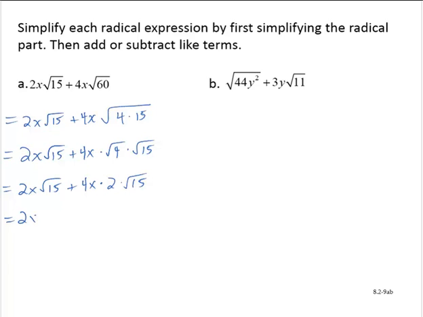So that's 2x times the square root of 15 plus, now 4x times 2 is 8x times the square root of 15. And now these are like radical terms and can be combined. 2x plus 8x is 10x, so 10x times the square root of 15.